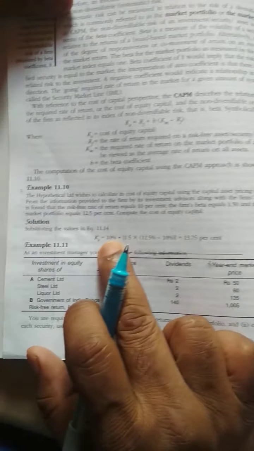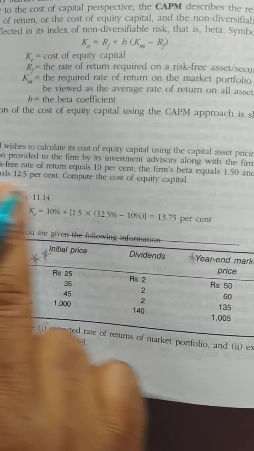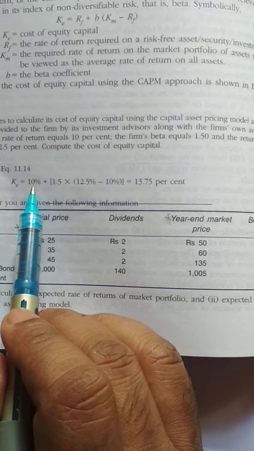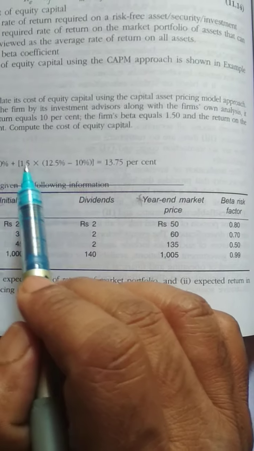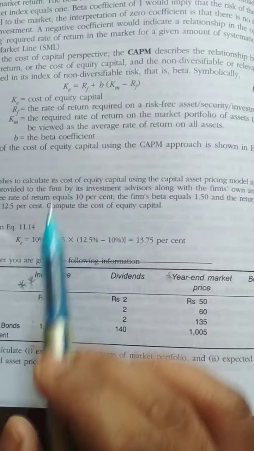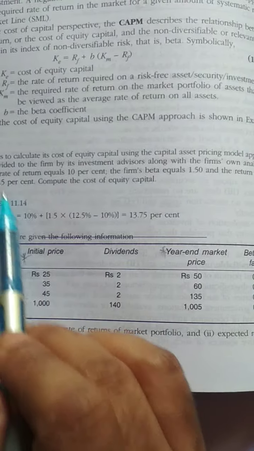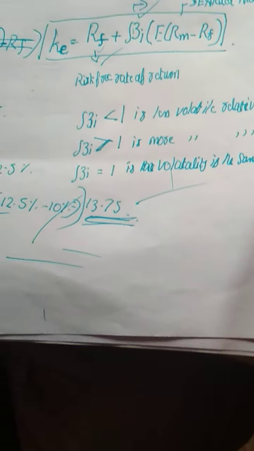So the risk-free return is given, the beta coefficient is given, and the return on the market portfolio is also given: 12.5. Applying the formula, K equals RF plus beta into expected market return minus RF. K equals RF, which is 10%, plus beta, which is given as 1.5, into expected market return of 12.5% minus risk-free return of 10%. We will get 13.75% as the cost of equity capital.